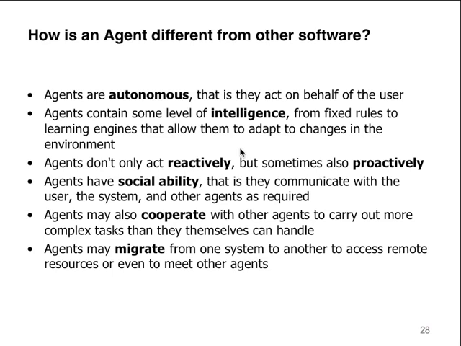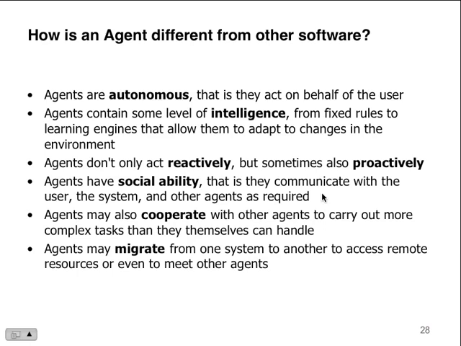It says if you see yellow, you're supposed to slow down because you can still go through it. But you're supposed to know as an indication that, hey, it's going to be red any minute now. So you might want to think about it being red. So agents will act reactively or proactively. And they can also have social ability. So that is, they can communicate with the user, the system, and other agents as well.